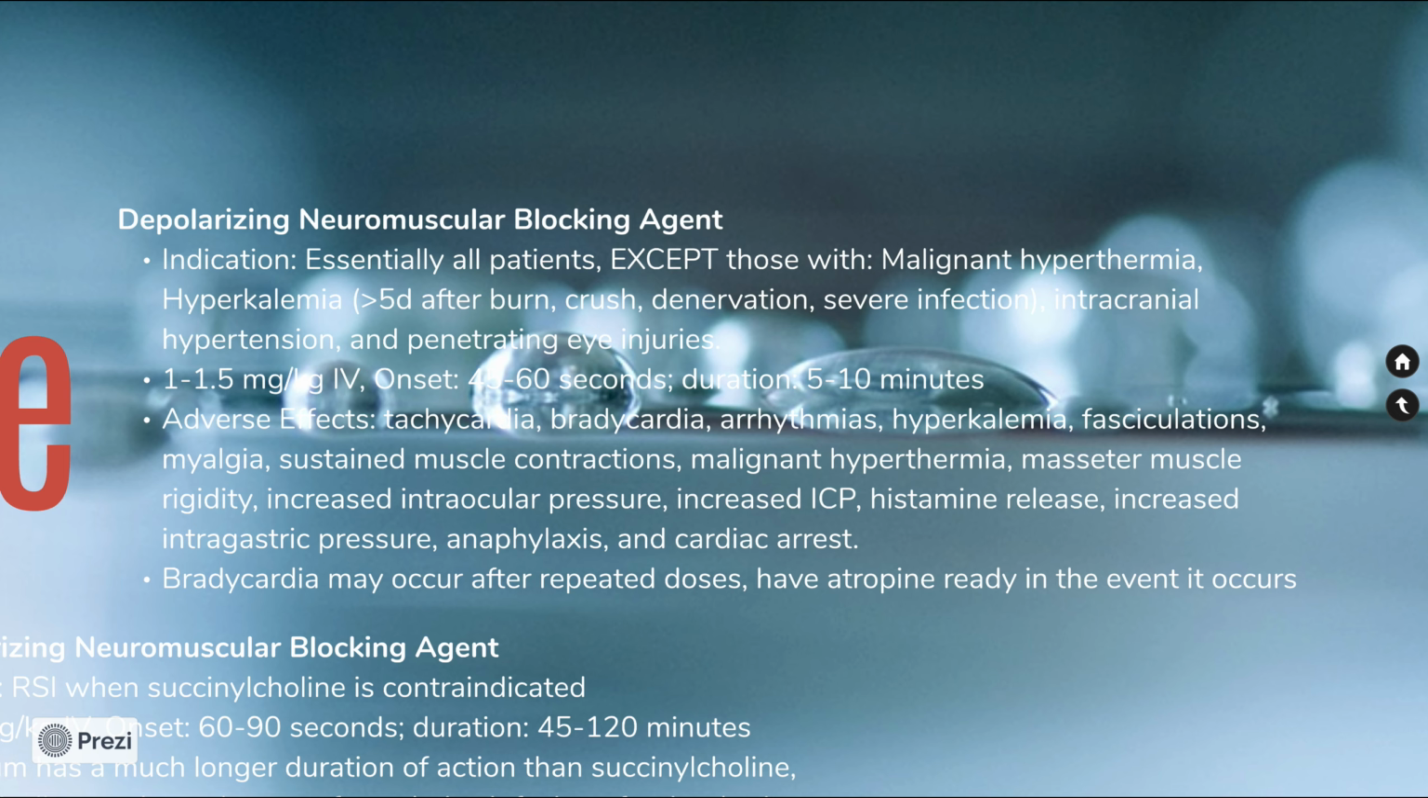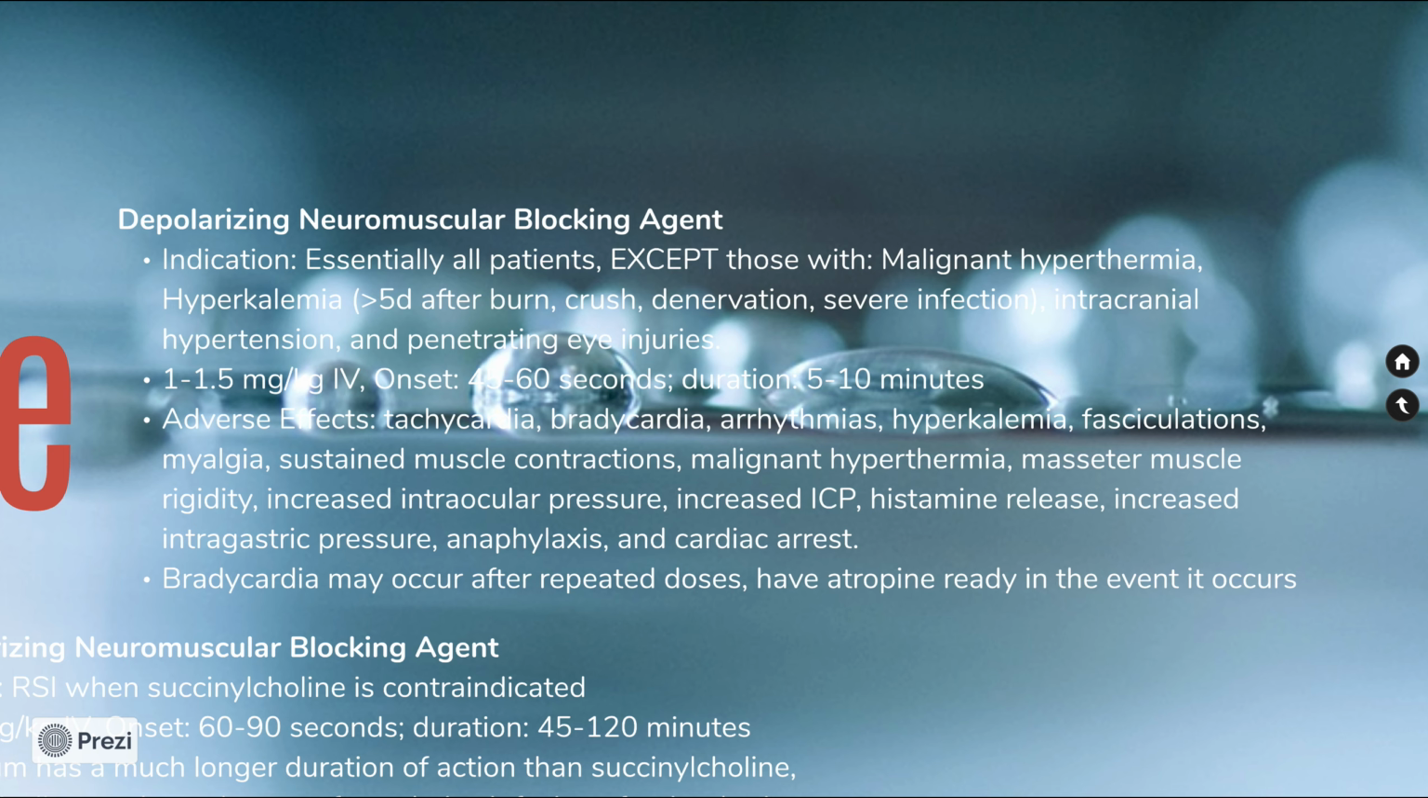You don't want succinylcholine for them. So, intracranial hypertension and penetrating eye injuries are also not indicated for use of succinylcholine. So, succinylcholine is given intravenously, and adverse effects, we have a long list here: tachycardia, bradycardia, malignant hyperthermia, masseter muscle rigidity, which is a foreshadowing of malignant hyperthermia. Bradycardia may occur after repeated doses.